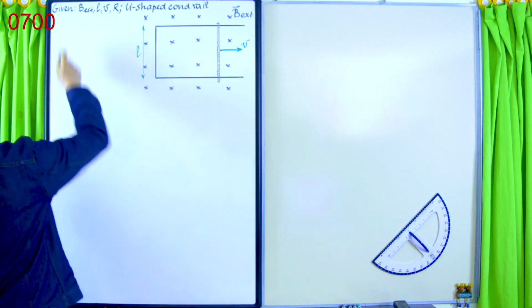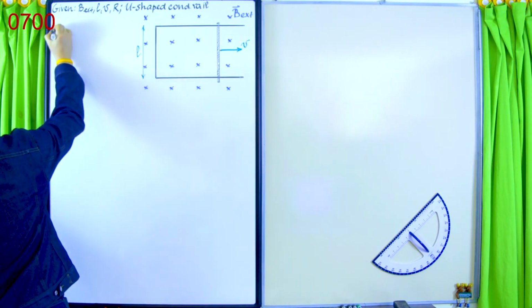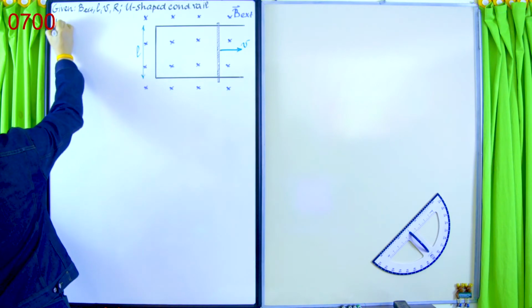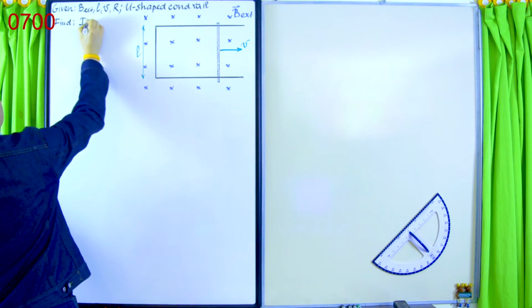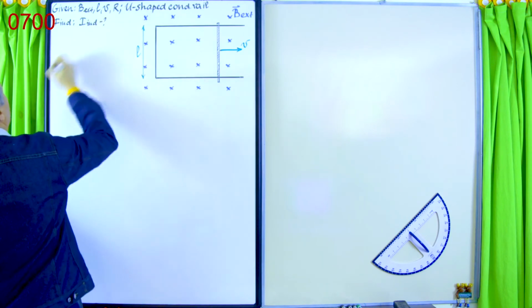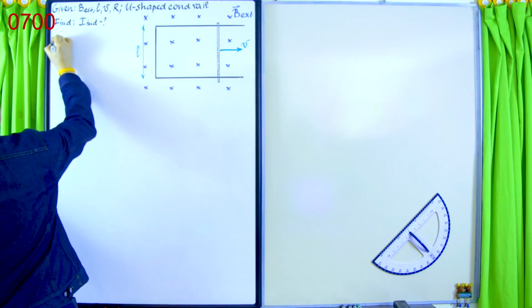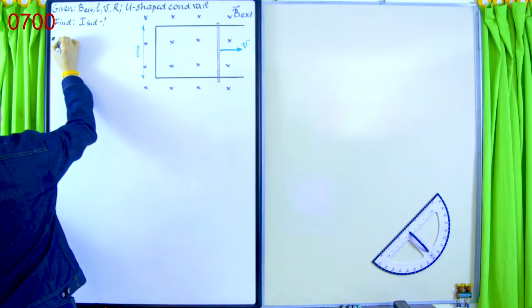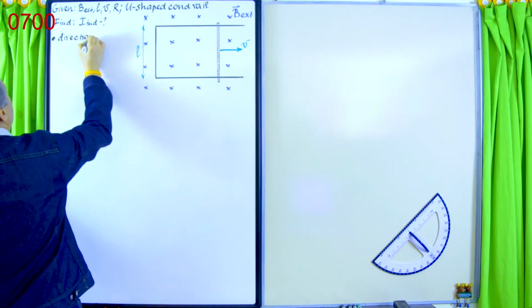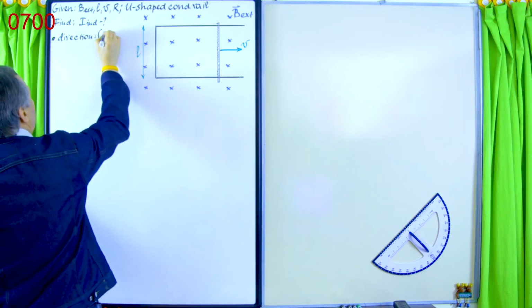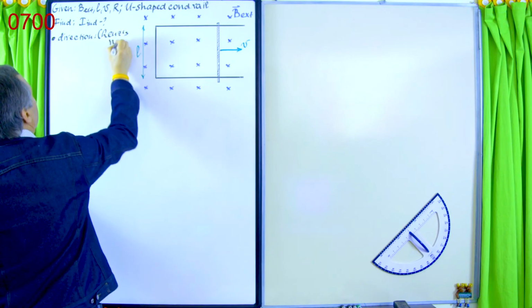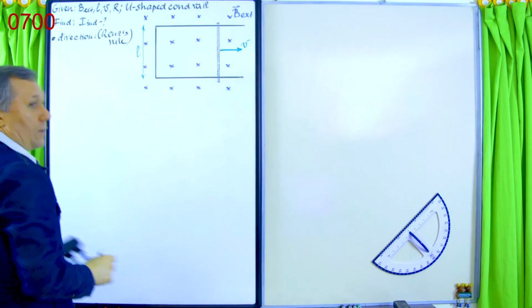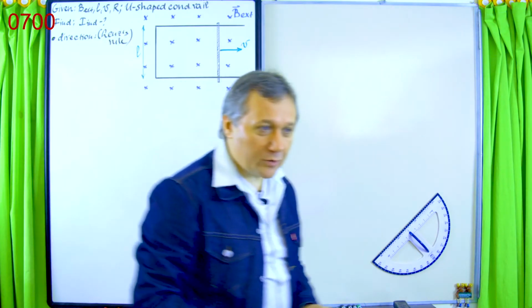All right. So first, let me write what needs to be found. So find I induced, right? And first, let me put a bullet and let's find direction. Direction. Right. So Lenz's rule must be applied. Okay, so we need to find out what happens to the magnetic flux.